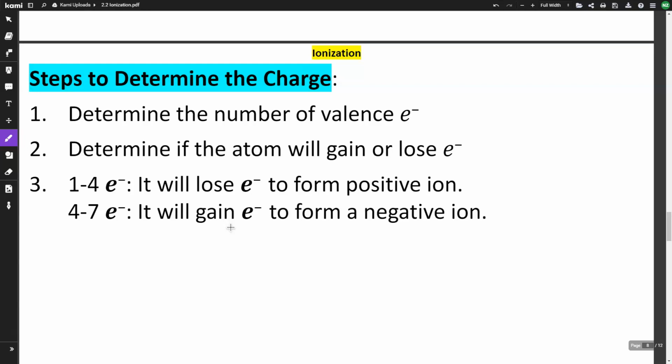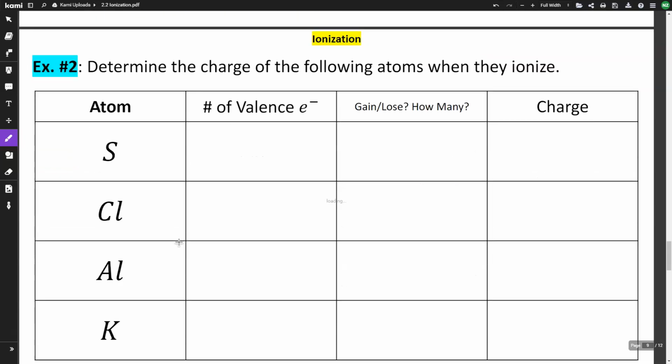Okay, so to determine the charge, we first look at the number of valence electrons. Then we determine if the atom will gain or lose. If it has between 1 and 4, it will lose electrons to form a positive ion. If it's 4 to 7, it will gain to form a negative ion. And if you look, 8 is not on there because 8 already has a full outer shell.